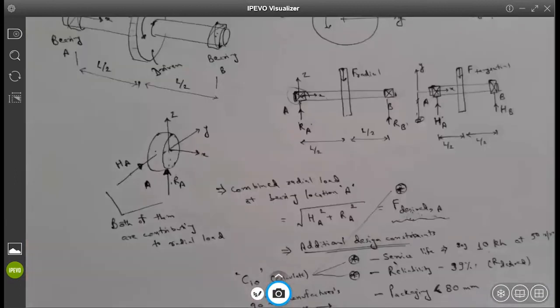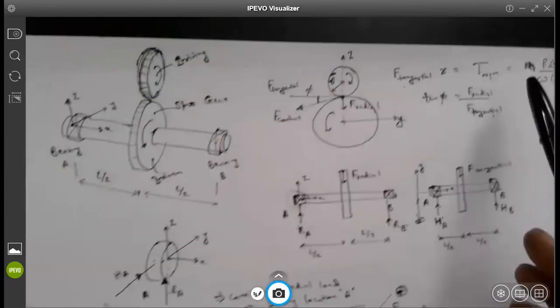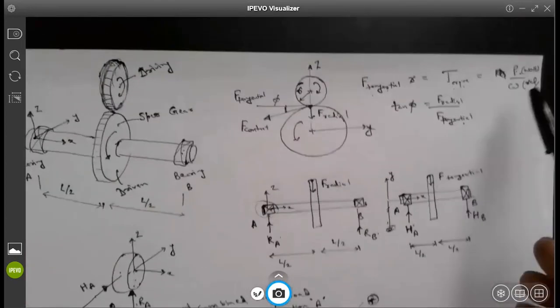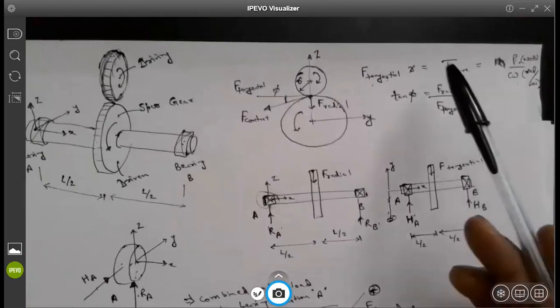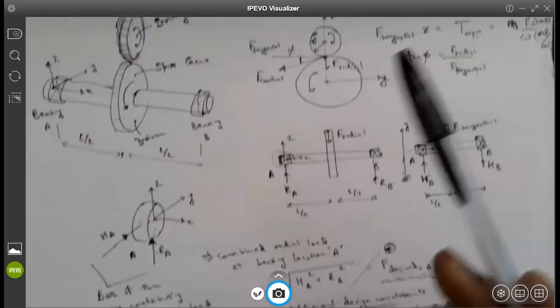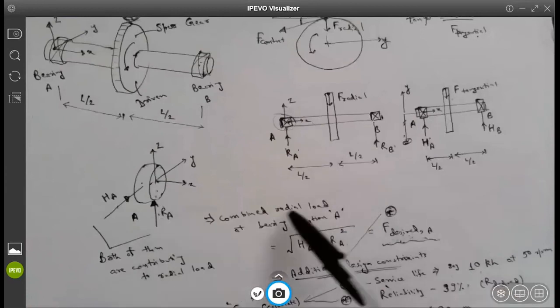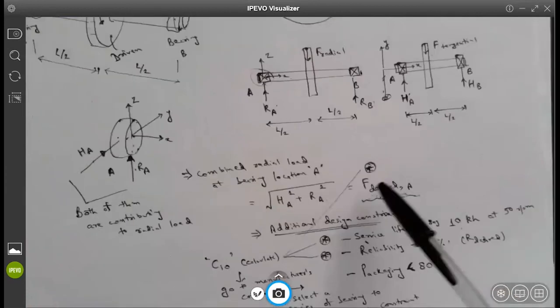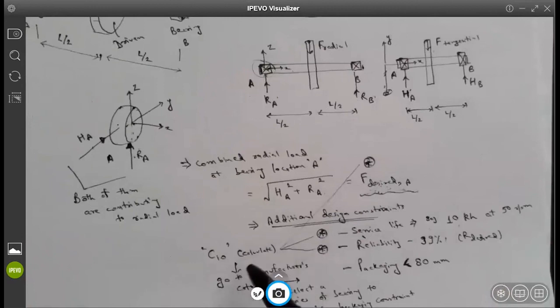The last thing we saw is the methodology of how to convert from the given requirements of the power and the angular velocity, to the torque, to the tangential force, to radial forces, the reactions, and the combined radial load at the bearing location. Then we know how to calculate C10 and perform the whole process of selecting a specific bearing from the manufacturer. That is what we saw so far.